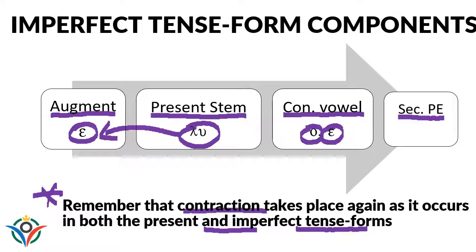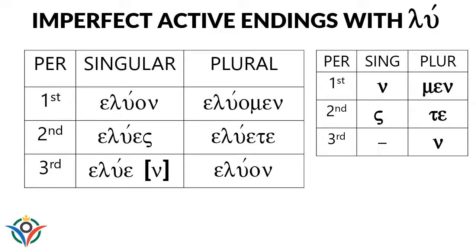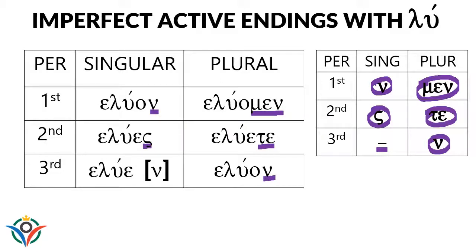So let's practice now these various components using our present stem lu. So on the right hand side, I've given you the secondary active endings as a reminder. The singular are n, s, and then there's no actual ending for the third person singular, and the plural endings are men, te, and n. Alright, so those are easily identifiable at the end of the imperfect active endings. So let me just underline those for you. Remember that the first person singular and the third person plural both have the same ending, and so the only way to distinguish between them is by looking at the context.